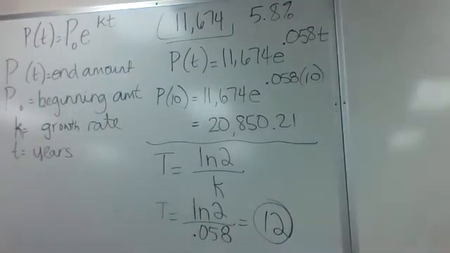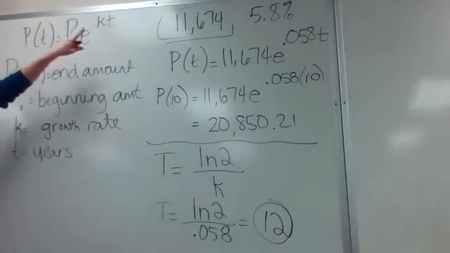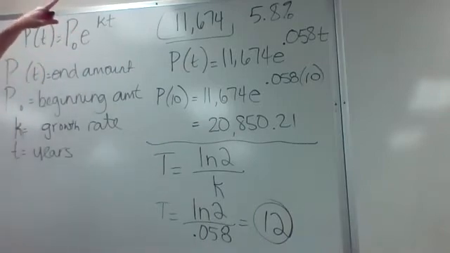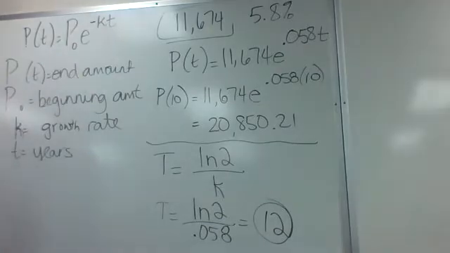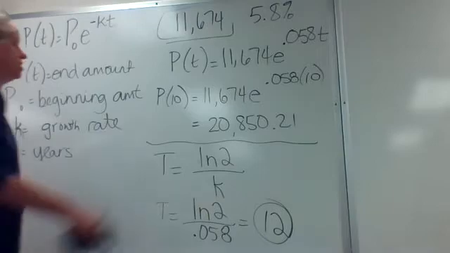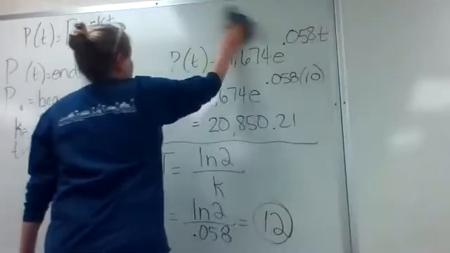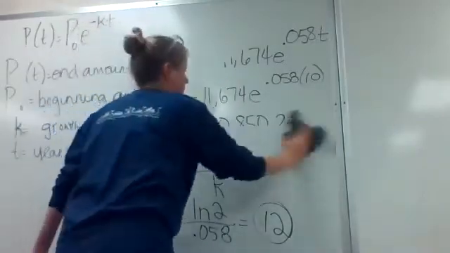Okay, so that is the exponential growth model. But what if you're not growing, you're decaying or going the other way? The only thing that changes is that K now is going to be negative. So it's a negative growth rate or a decay rate to work these next problems.